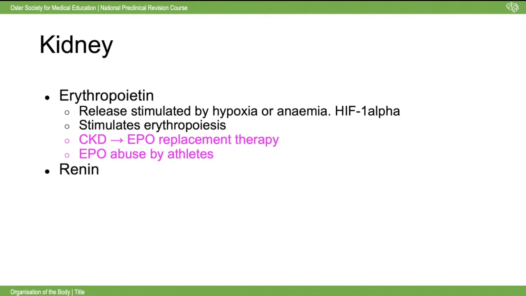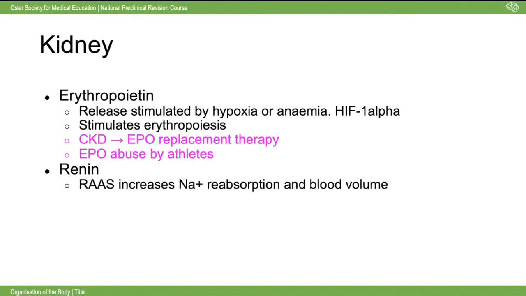And then the other hormone you need to know about in the kidney is renin. Renin's part of this renin-angiotensin-aldosterone system, which I won't go into too much detail about because I think it's in one of your physiology lectures. But the thing to know about for OB anyway is that the system increases sodium reabsorption, and water then follows in with the sodium, and that leads to an increase in blood volume and therefore blood pressure.